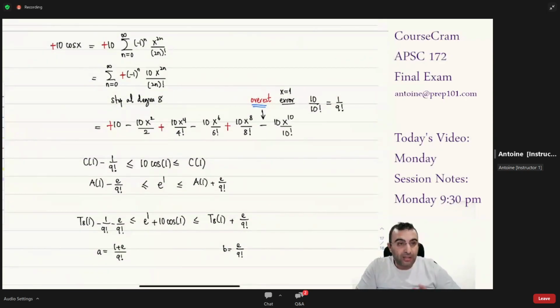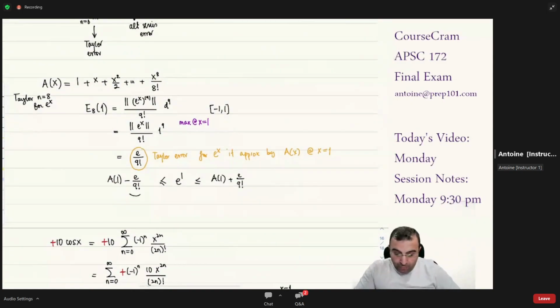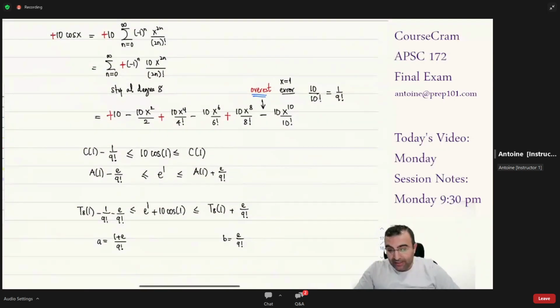It was an online exam. I don't know what happened during that year. But this illustrates again the difference between the Taylor error, where you do minus the error and plus the error, and alternating series where you know that it's an overestimate, so you put the error only on one side. So if this was an underestimate, we would have had plus 1 over 9 factorial and then took away the minus 1 over 9 factorial from it.